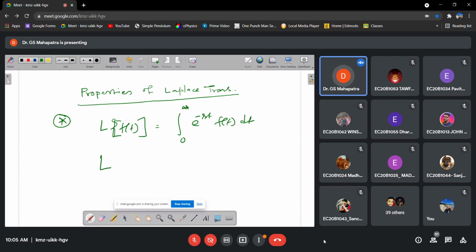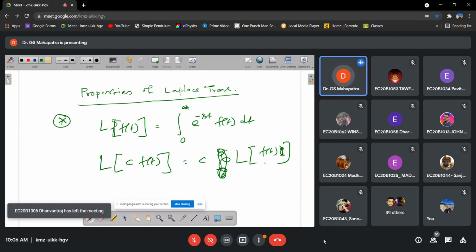Say C is a constant, complex or real. What will be the Laplace transform of C into f of t? F of t is a function, so simply multiply C into Laplace of f of t. Correct, good. That is a very compact answer. Or else you can write C into the integration of that one.